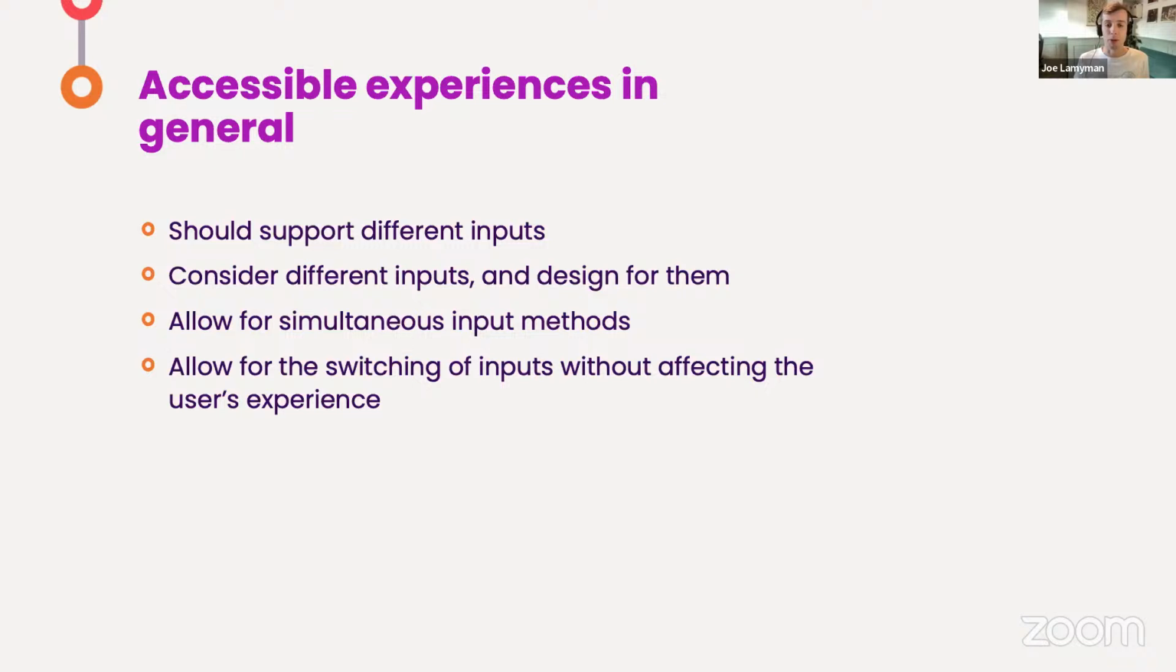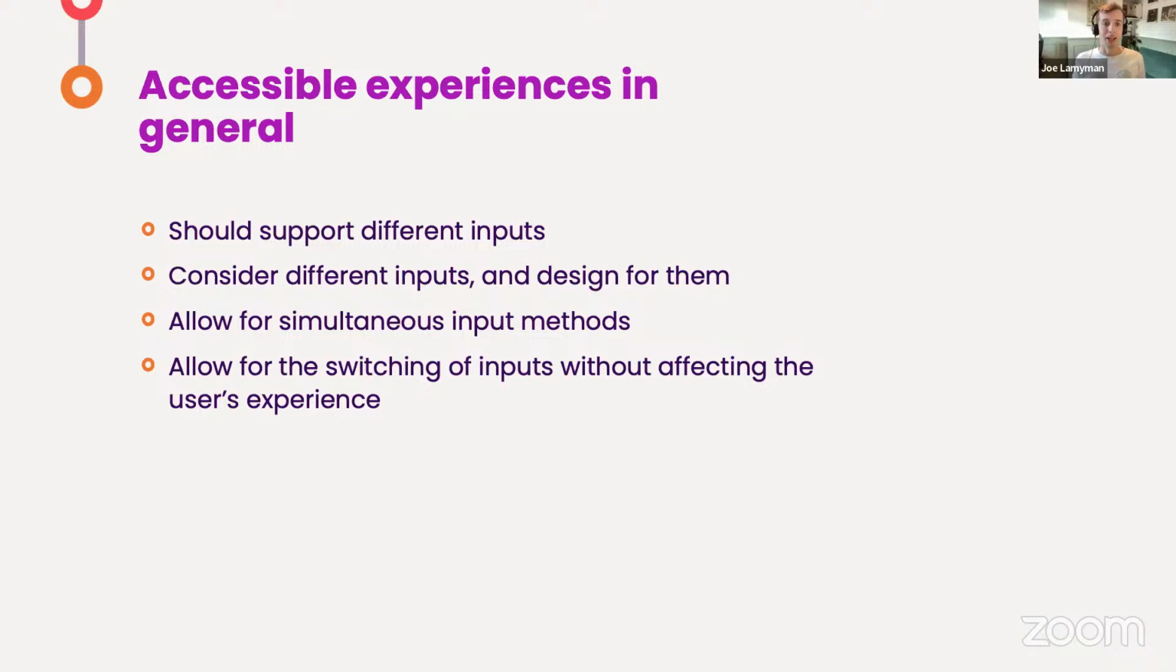Additionally, it should be possible for people to use simultaneous input methods as well. So it might be that somebody's able to use one of the VR motion controls in their left hand, but with their right hand, they prefer to use something like an adaptive controller. This should be possible too, and we should make sure that we design for this.